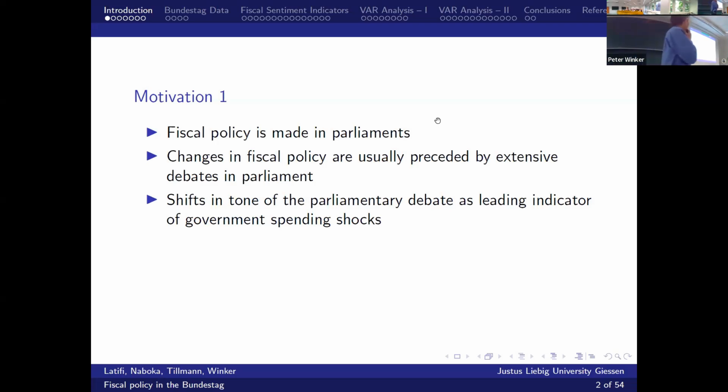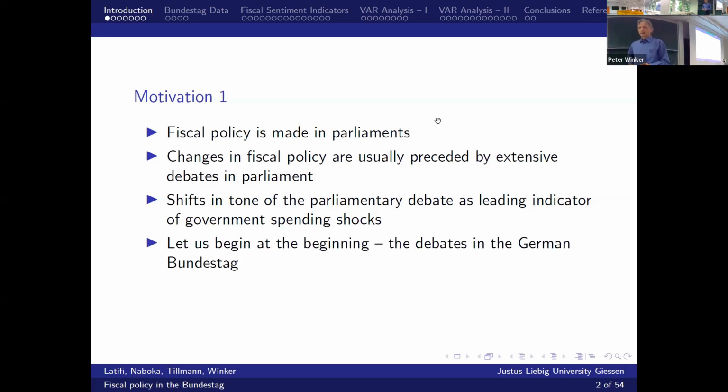And so the idea was maybe we should use parliamentary speeches to construct an indicator of what we call the fiscal sentiment. That maybe not the perfect naming, but a way to describe whether the overall stance of policy is more expansionary or more restrictive. That was the first goal, to generate this indicator. And then, of course, see whether it's actually a leading indicator for government spending shocks. That's what we expected or what we hoped.